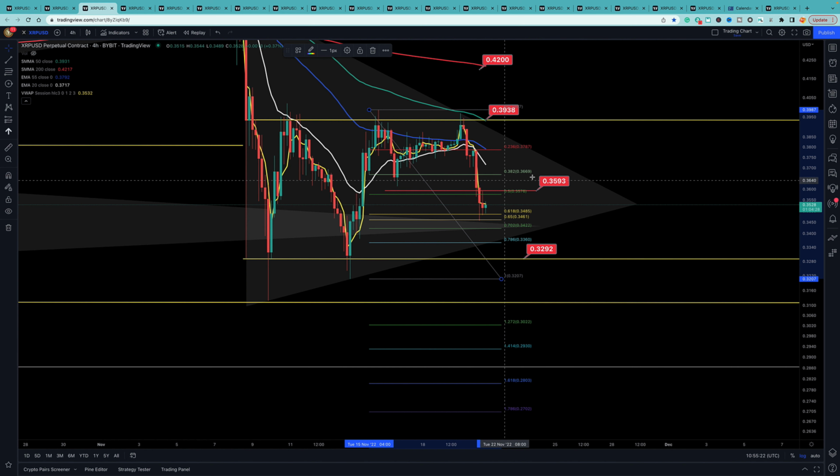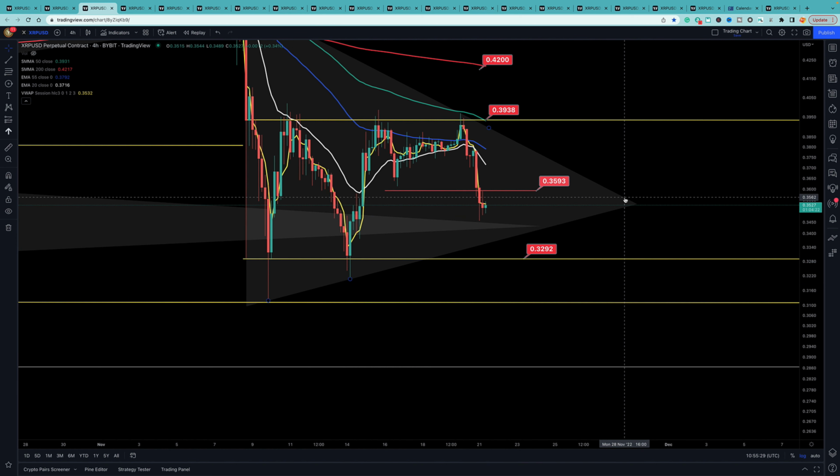After smashing through the VWAPs, I would hold off. I would wait and see, wait for the bigger spill, and we can map it out as we go along.